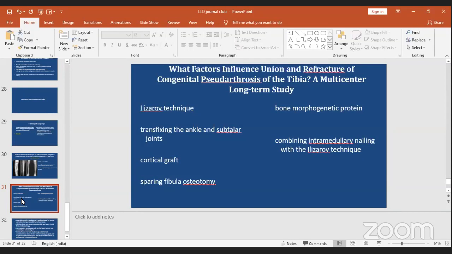But this will be for complex. So we used it in a very severe Blount's, and I was very happy with the way it came about. But it does require a lot of monitoring. Every week you need to recalibrate and calculate the rate of it.